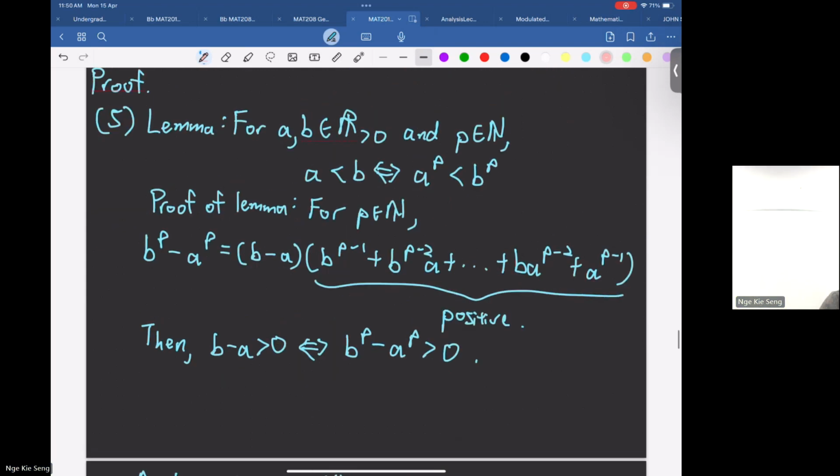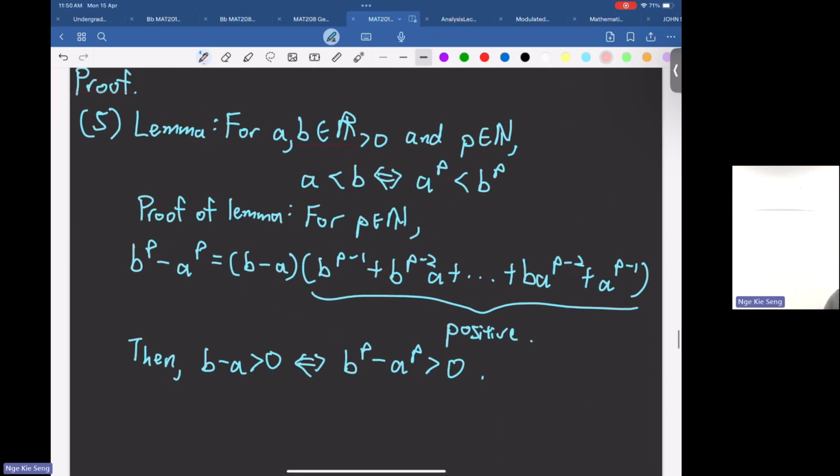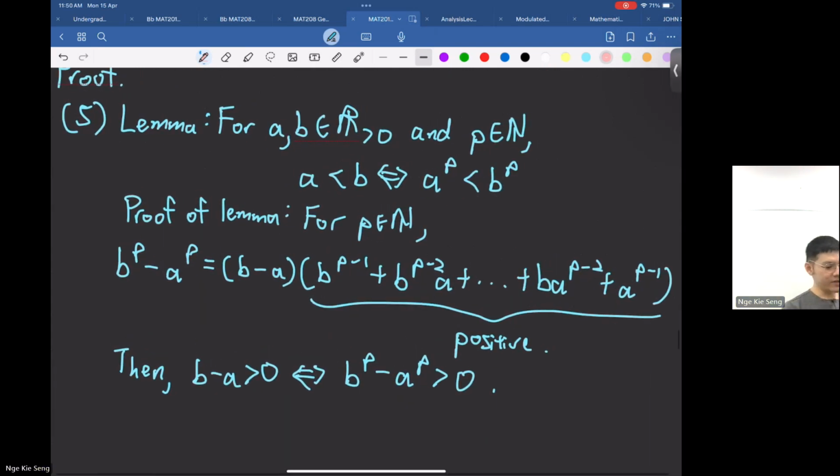I will use this lemma here. First, I prove a stronger statement. This is typically what we do, sometimes in pure math. We prove a stronger statement, and then we deduce from it. The stronger statement here is: if A and B are positive, and P is some natural number, B is strictly greater than A if and only if the P-th power of them also follows the same order.